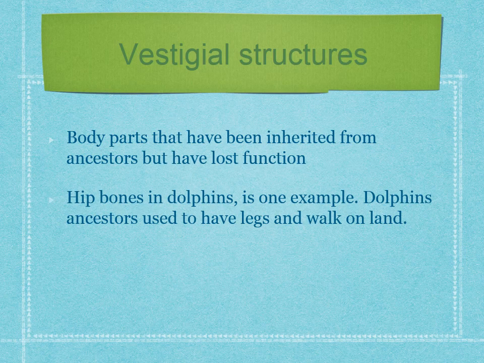There are many other animals that also have these, like hip bones in dolphins is one example. So this means that at some point in the dolphin's history, dolphin ancestors actually used to walk and have legs. Now, do I mean upright like humans? No, but probably down on all fours in some way.